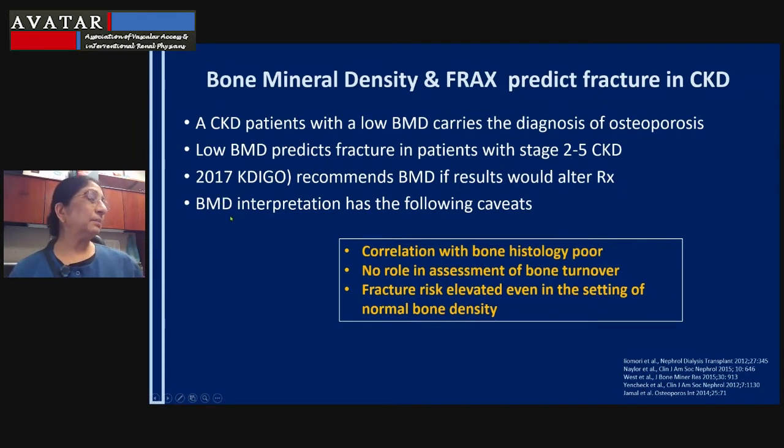However, as we interpret bone density, the interpretation has the following caveats. We have to remember that bone density, as we measure with a DEXA scan, has a poor correlation with bone histology. Therefore, aspects that we might see in the bone histology are not predictable based on a bone density measurement. Bone density has no role in assessing bone turnover, and we have to remember that fracture risk is elevated even in the setting of normal bone density.